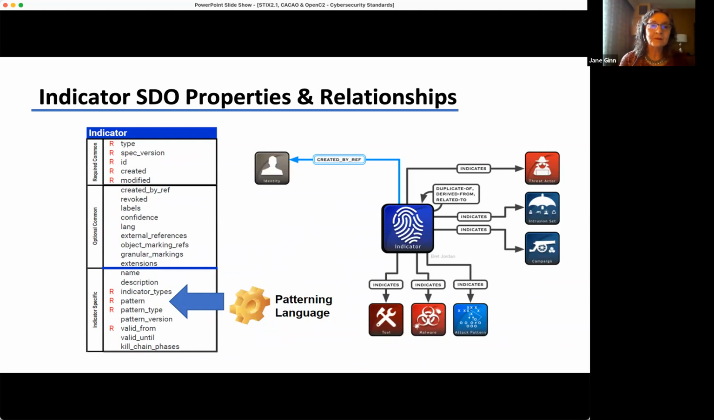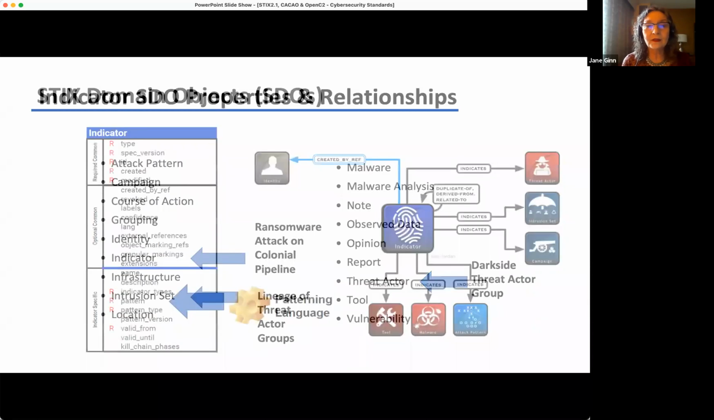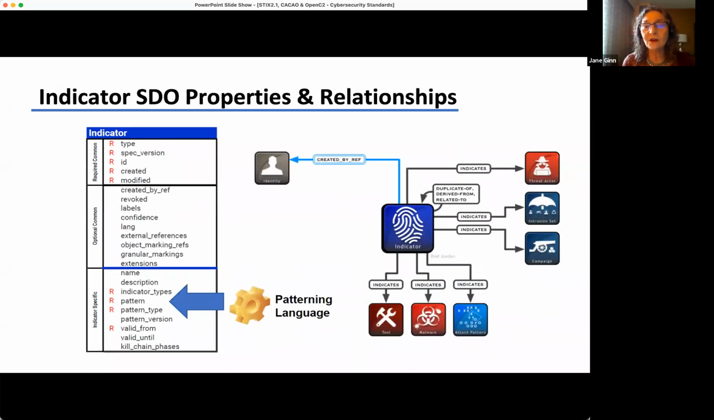So the reason indicator is so important is because a required property in indicator is the pattern. So you see I have highlighted here with the blue arrow the pattern, pattern type, and valid from for the patterning language. Now this is written in ANTLR and it's embedded in JSON. And then you also see in this diagram the relationships between indicator and other SDOs. And you can also have relationships between SDOs and SCOs, the more granular data objects that we showed you earlier. Next slide, please.